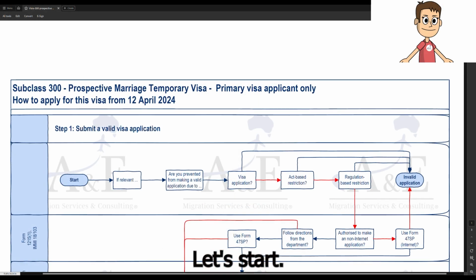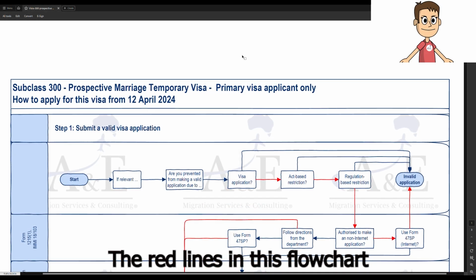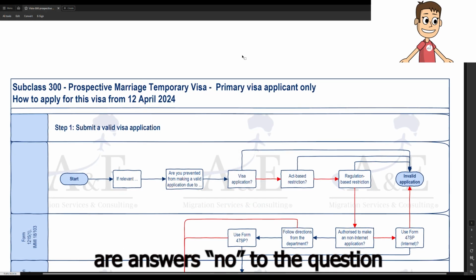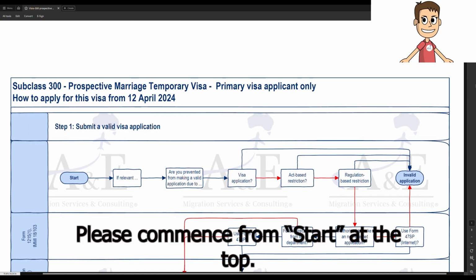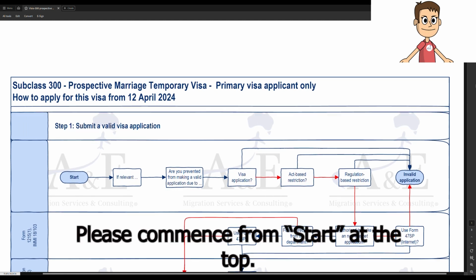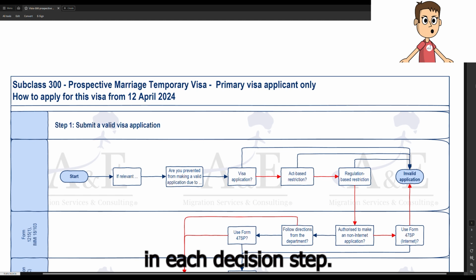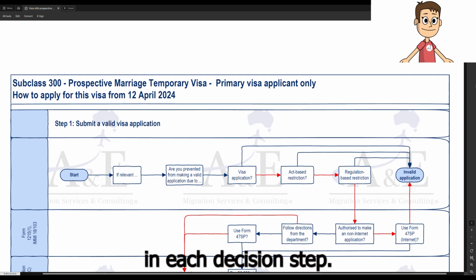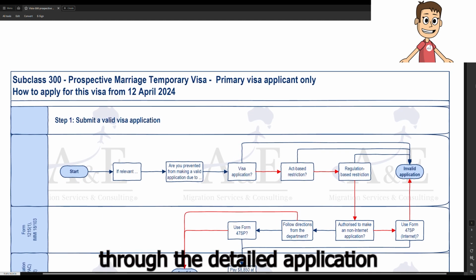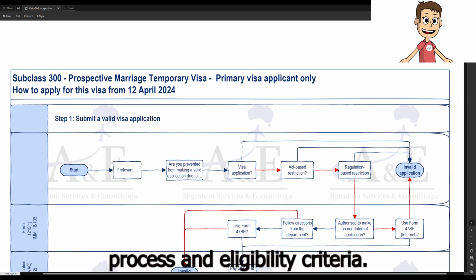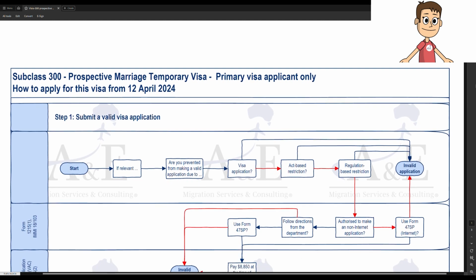Let's start. The red lines in this flow chart are answers no to the question in a decision step. Please commence from start at the top. Answer the question in each decision step. Follow the direction of the arrows to guide yourself through the detailed application process and eligibility criteria.